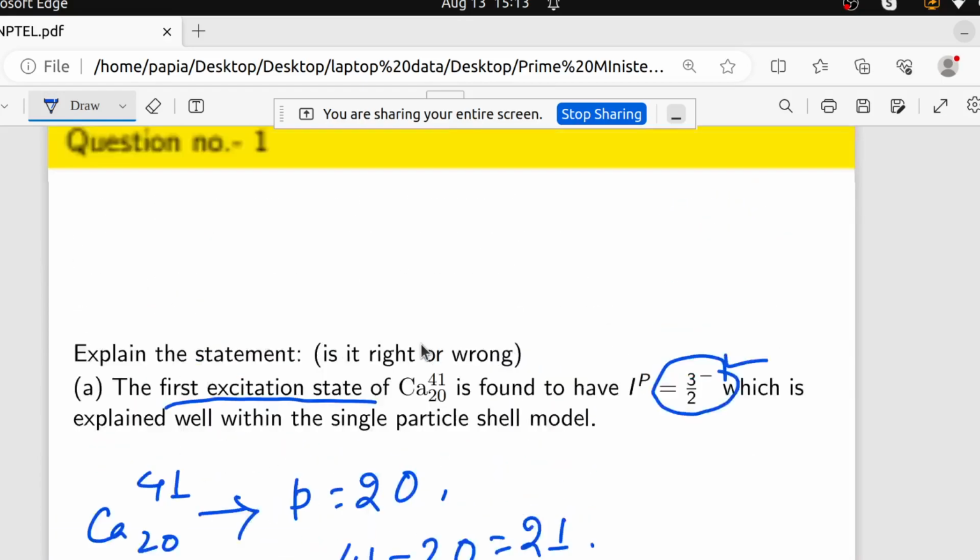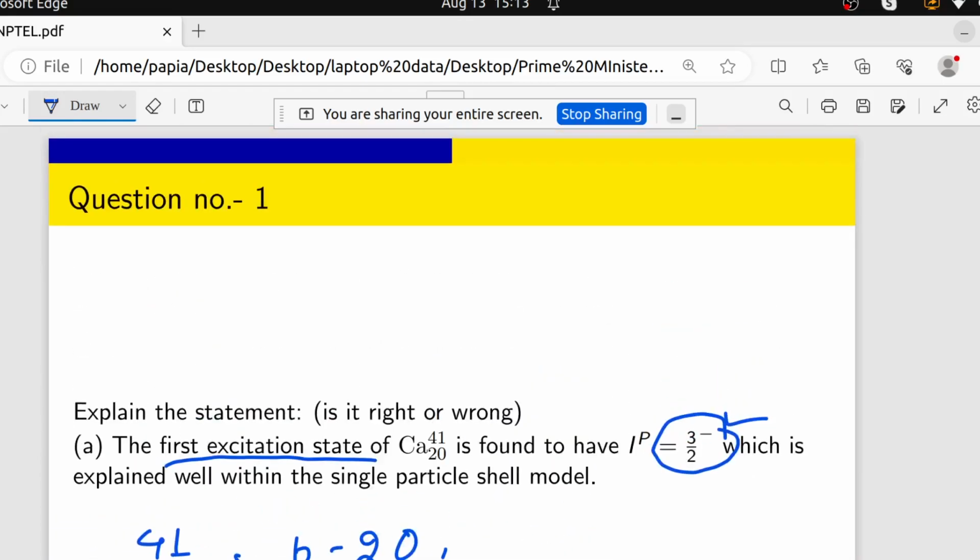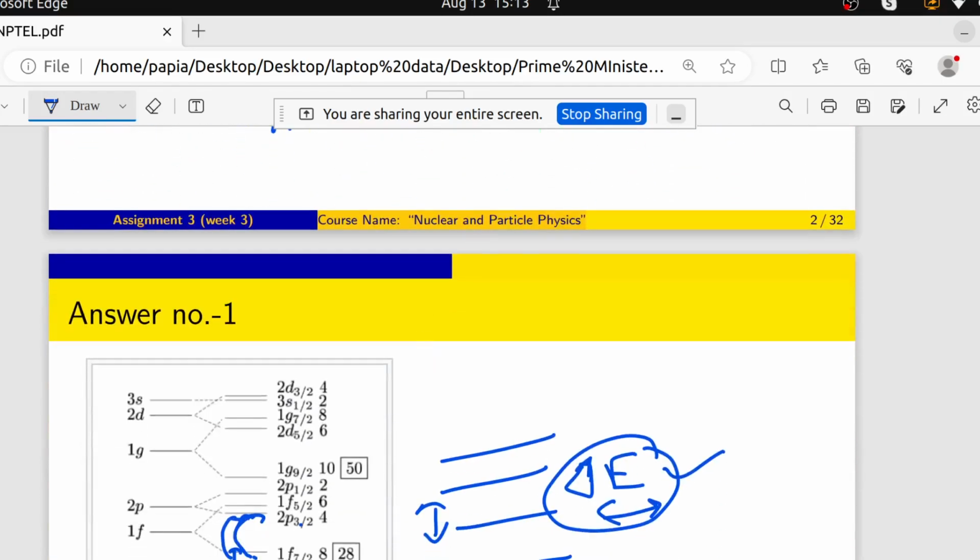And what was the question? The question was: the first excited state of calcium-41 is found to have I^P = 3/2 minus, which is explained well within the single particle shell model. So whatever we have done here was totally within the single particle shell model. So we can say that within the single particle shell model, we can explain that the first excited state of calcium-41 has I^P equal to 3/2 minus. So this statement is right. This question is from the nuclear shell model, whatever was taught in the second week. I hope all of you understand that one.